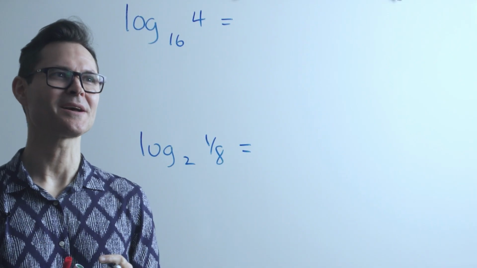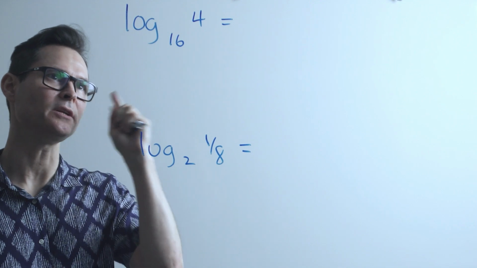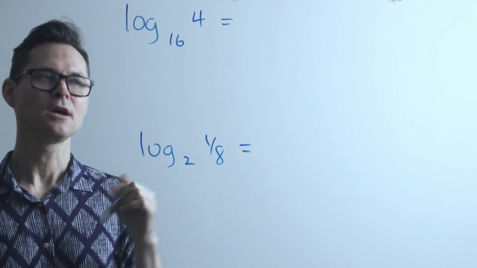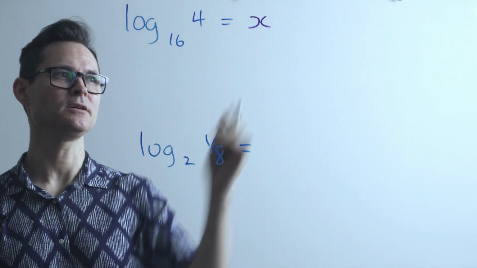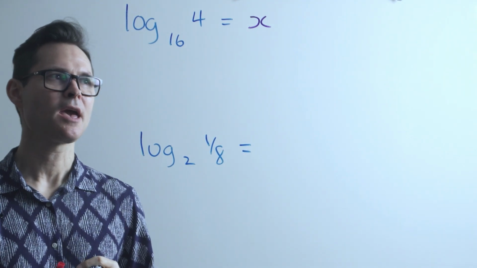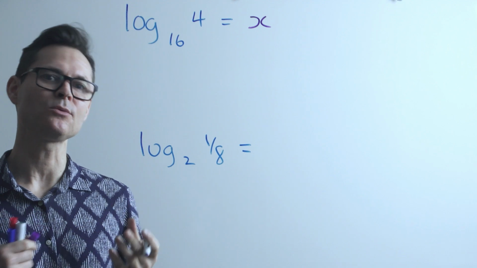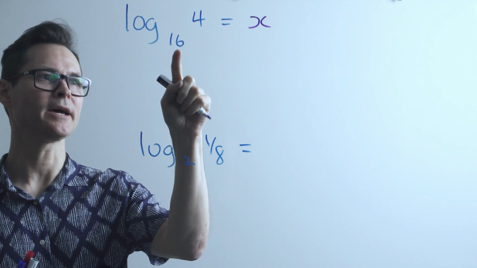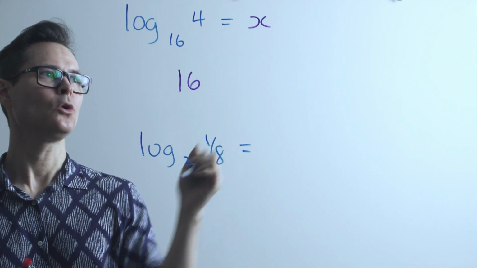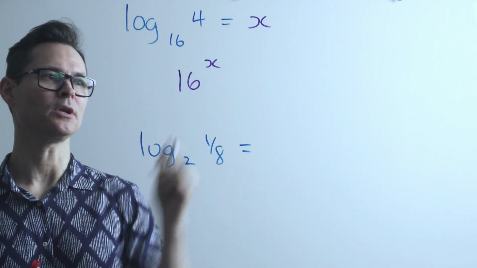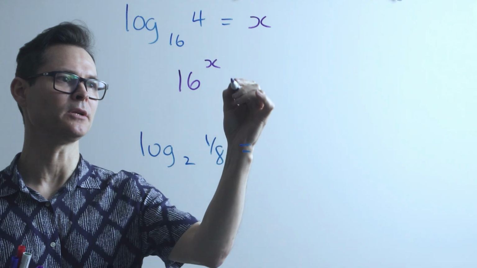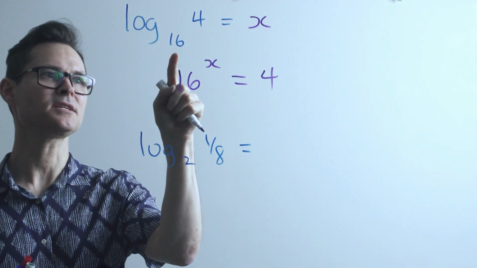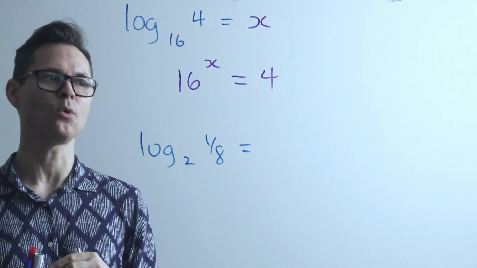All right, let's look at a couple more that are a little different. You can see here now that the number that you're logging is smaller than the base. So sometimes the strategy is to just set it equal to x, knowing that x is the answer, and rewrite it in exponential form. So here we could write it as base 16. We know that the answer is the exponent. A log is an exponent. That's equal to the argument 4. Do you see how that works? 16 to the x equals 4.